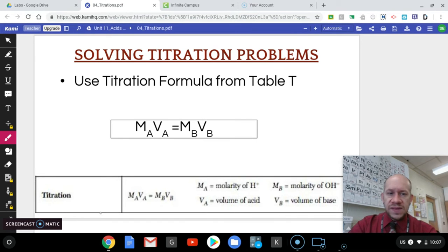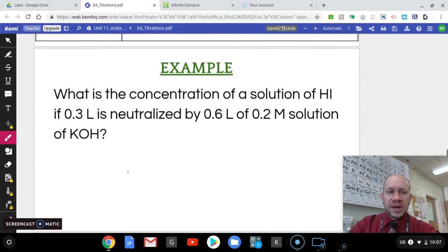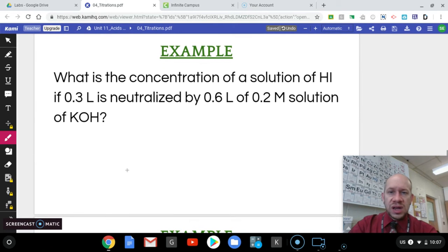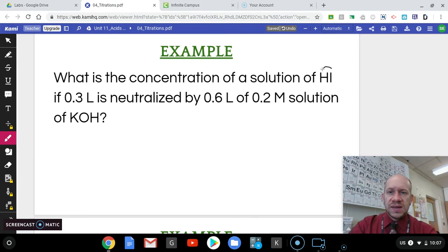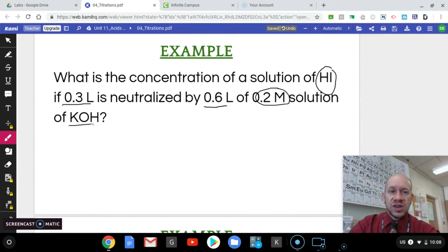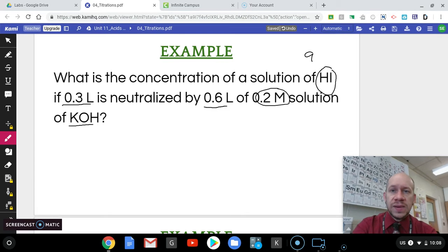And all of that stuff is given to you in the titration formula on Table T. So for example, what is the concentration of a solution of HI? This is our acid. If 0.3 liters is neutralized by 0.6 liters of a 0.2 molar solution of KOH, this is our base. So we have to be able to identify our acid and our base so that we can use the formula correctly.